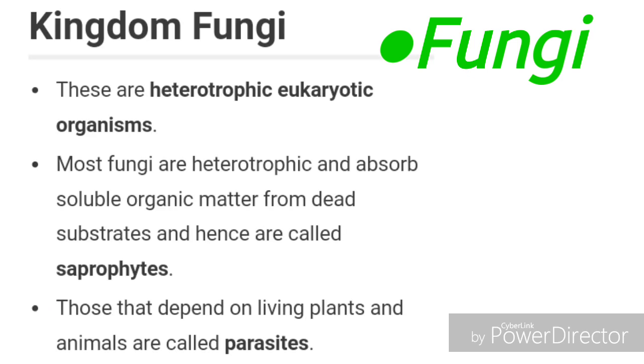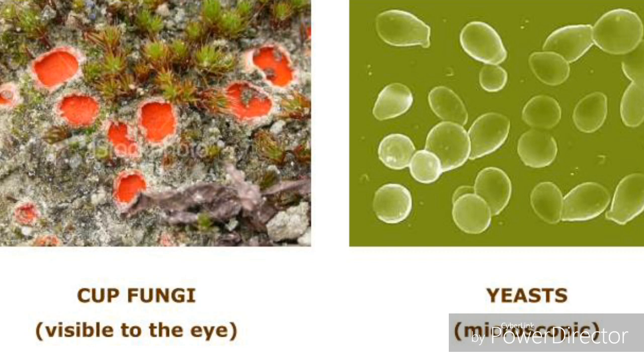The third kingdom, fungi, represents heterotrophic eukaryotic organisms. These are saprophytes. They absorb soluble organic matter from dead substrates. Hence they are called saprophytes. Those that depend on living plants and animals are called parasites. Some fungal forms are parasitic in nature.